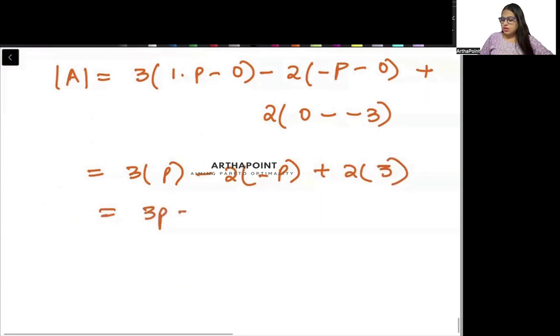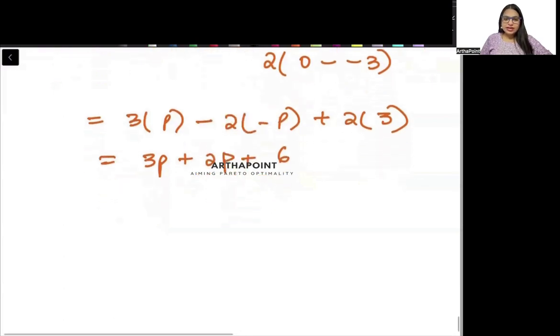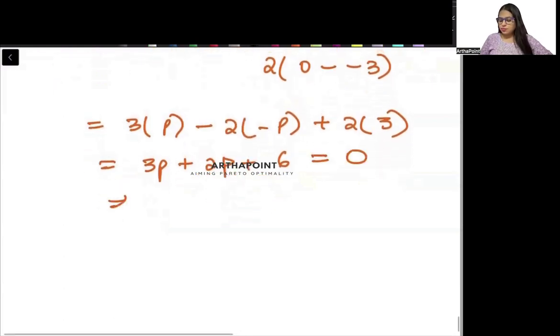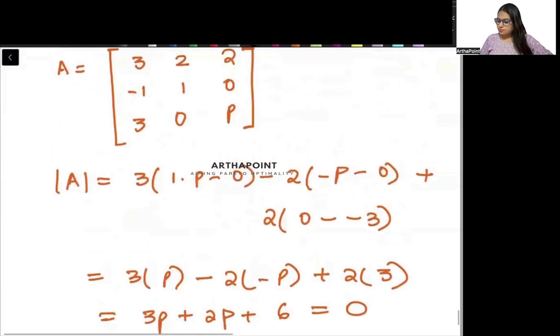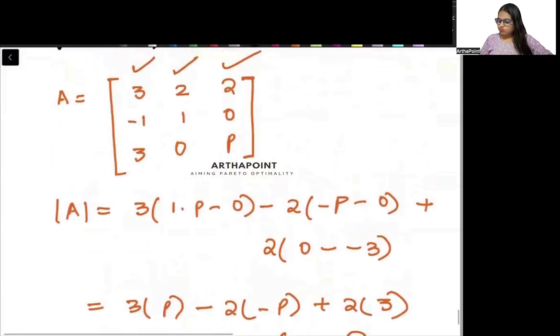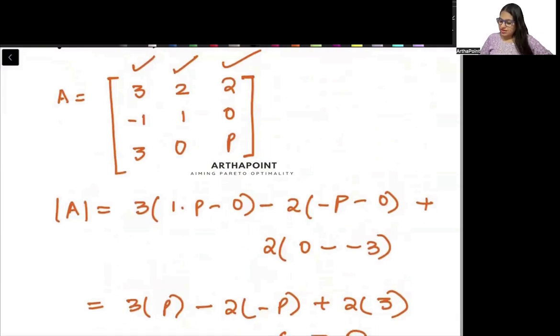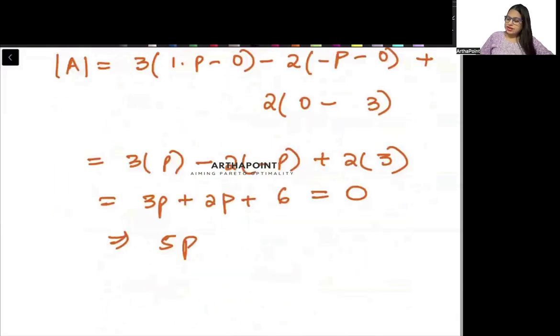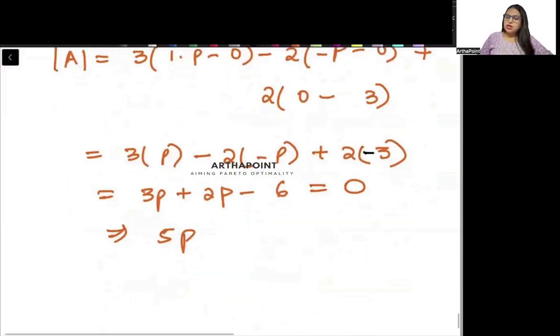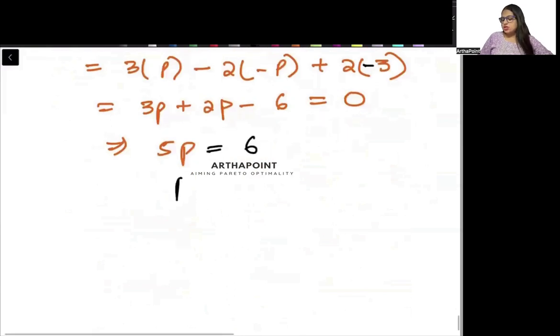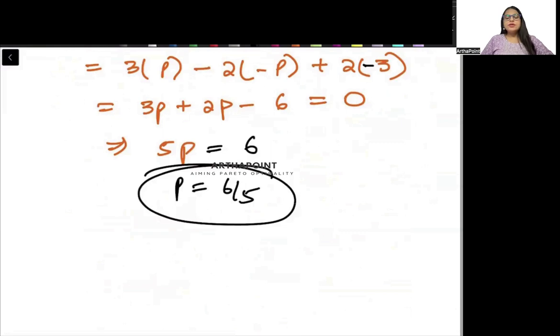So this will be 3P plus 2P plus 6. And for linearly independent, I want that this should be equal to 0. So 5P, this is not minus 3. This is 0 minus 3. There is a negative sign here, beta. So 5P is equal to 6 and P will be 6 by 5. So if P is 6 by 5, then U, V and W will be linearly independent of each other.